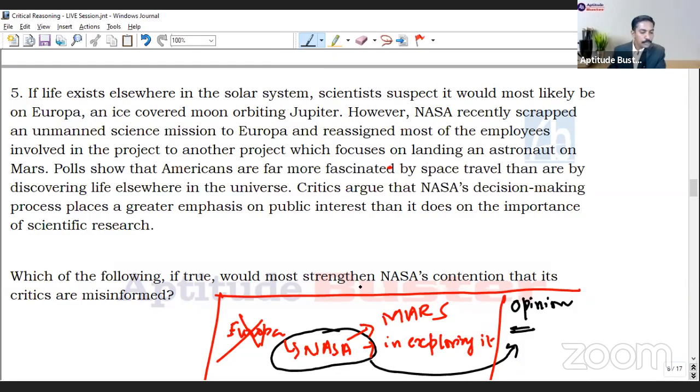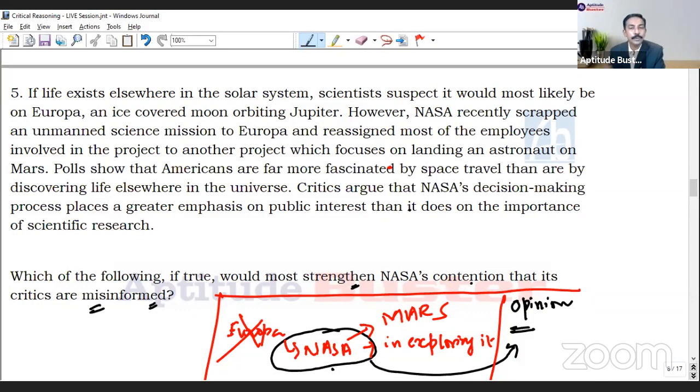Which of the following, if true, would most strengthen NASA's contention that its critics are misinformed? So this question has been twisted. You have been asked to identify a choice which would strengthen the reason behind NASA's shift from Europa to Mars. You are not asked to strengthen the opinion of the critics. So it's slightly twisted. Most strengthen NASA's contention that its critics are misinformed, which means the question itself says the critics' opinion is false.